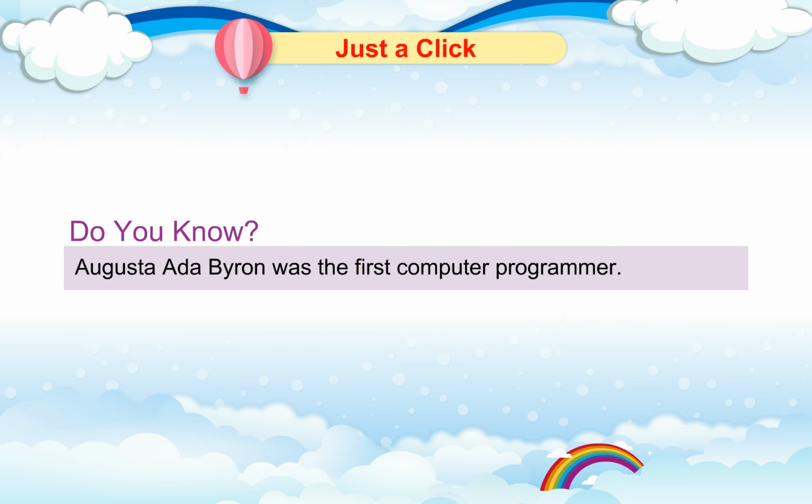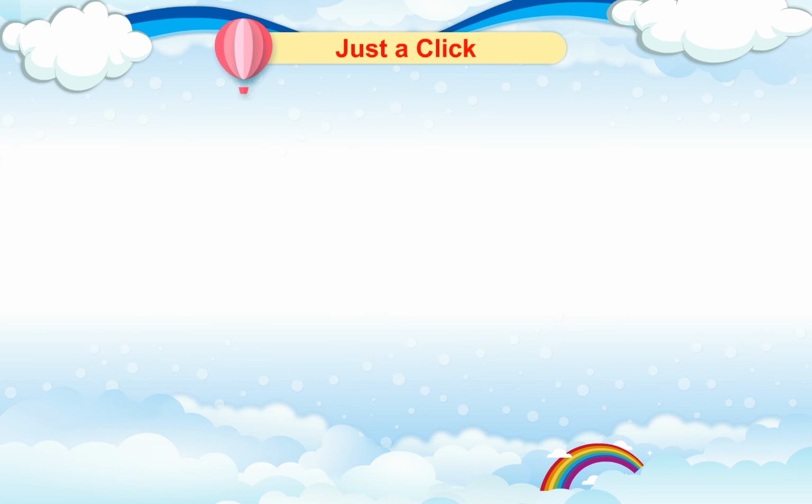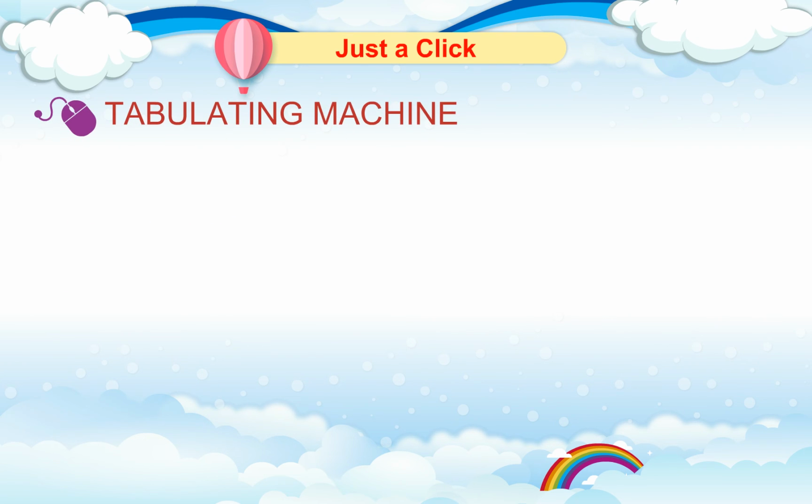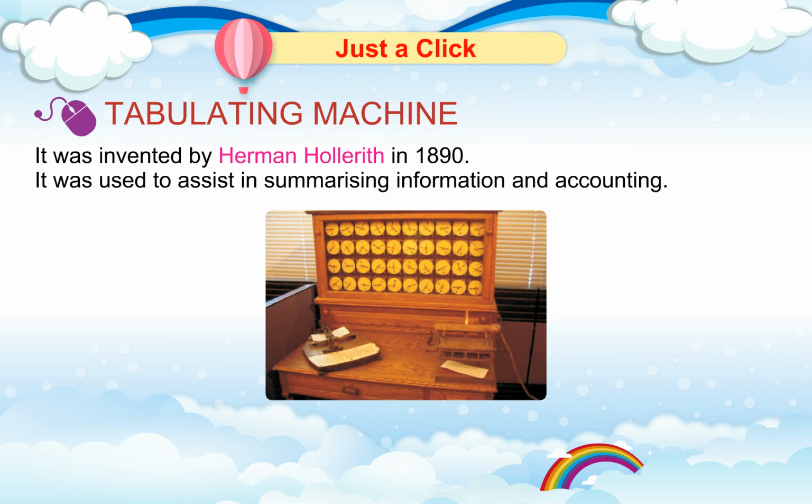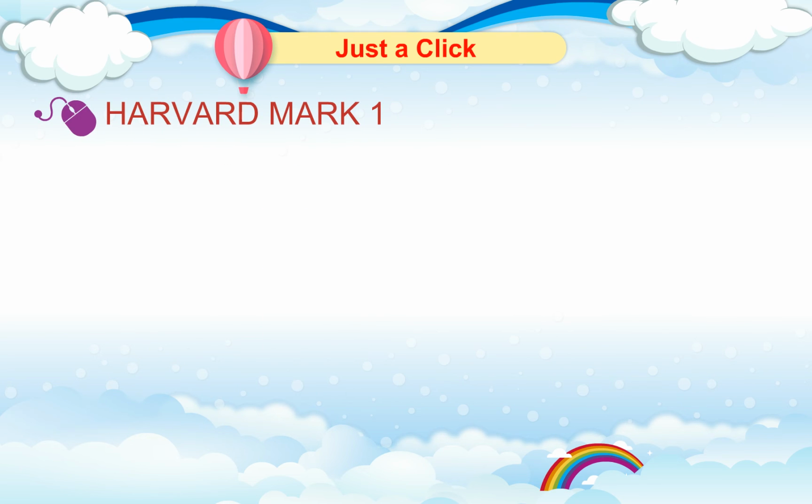Do you know? Augusta Ada Byron was the first computer programmer. Tabulating machine. It was invented by Herman Hollerith in 1890. It was used to assist in summarizing information and accounting.